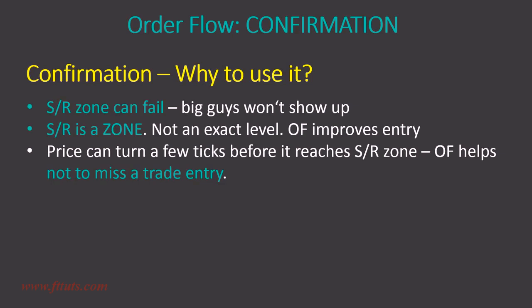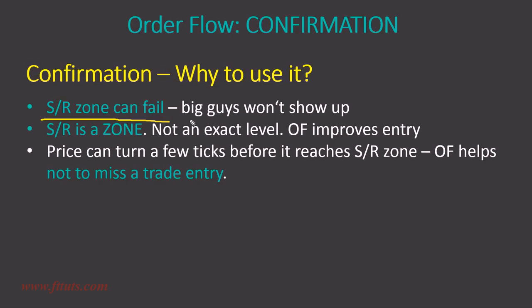Now, those are three main reasons why to use the order flow as a confirmation. First reason, support and resistance zones can fail. So if you find a support or resistance zone, for example, by using price action or volume profile, then you can watch the order flow and actually look for the big guys to appear, to show up around that support and resistance zone. If they don't, they are most likely not interested in trading that zone, and it's usually best to skip such a trade.